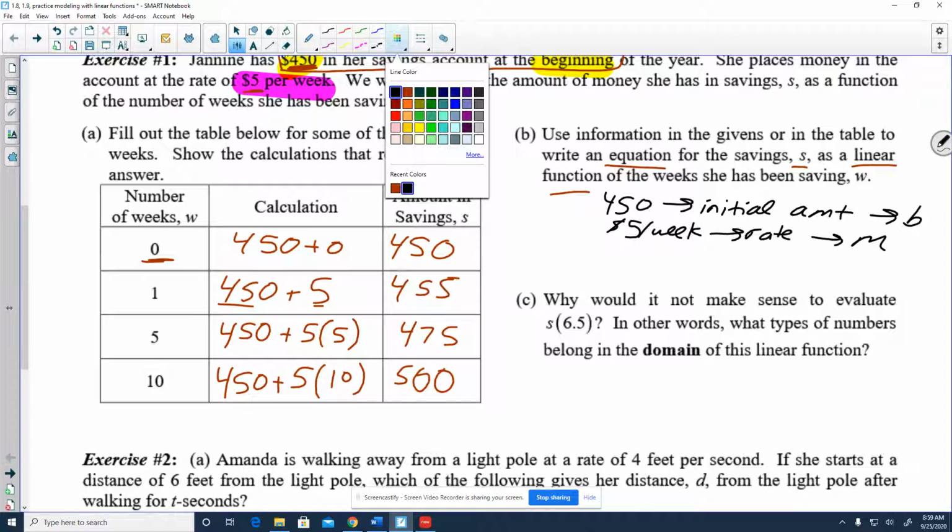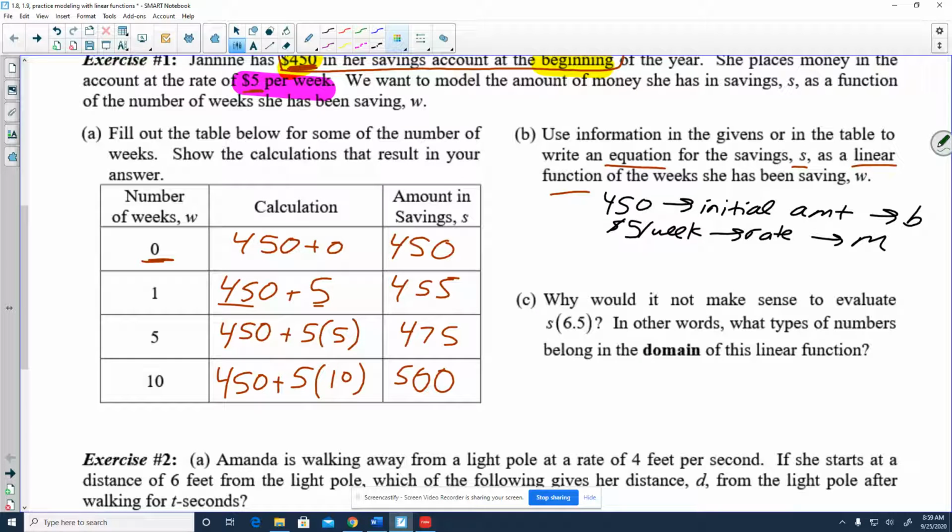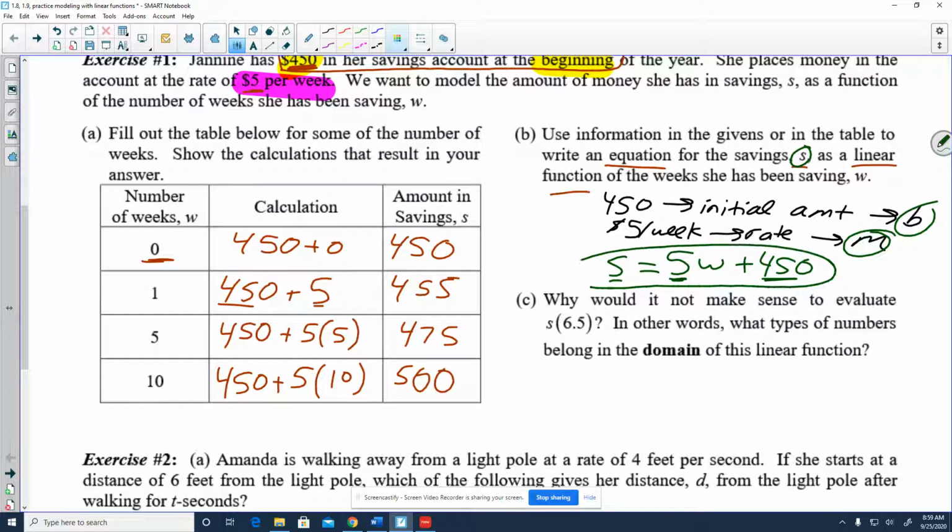So our equation is going to be S. Okay, that's the amount of savings that she has from our problem. S equals 5 times W plus 450. So our rate is $5 a week. That's our slope. And our initial value is 450, so that's our y-intercept. So this is our final answer. This is the equation that we have to model how much money she has in her account after a certain number of weeks. Okay?